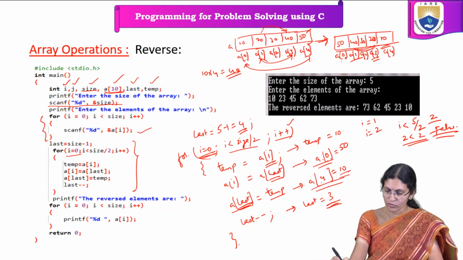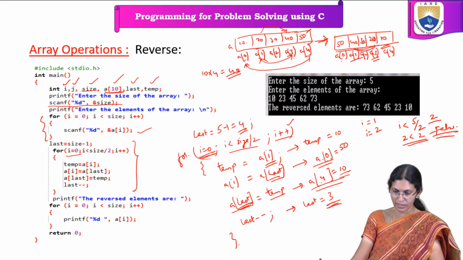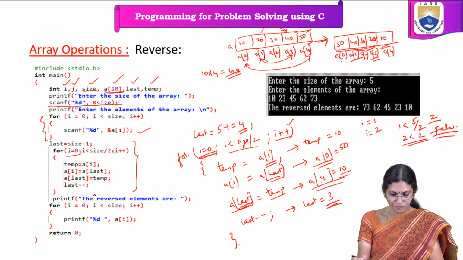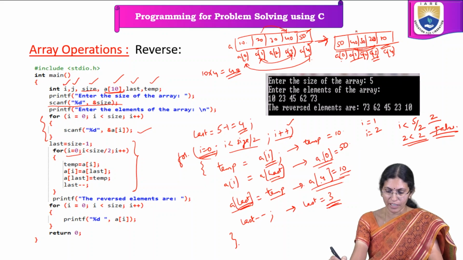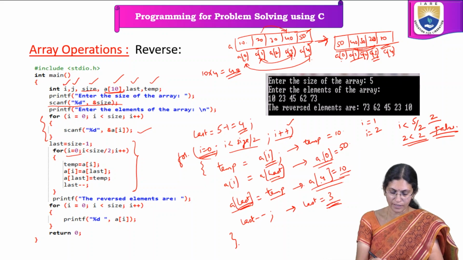So in this way, this loop will run for 2 iterations. In the first iteration 10 and 50 will be swapped, and in the second iteration 20 and 40 will be swapped. 30 is in the middle, so it will remain as it is. In this way we can carry out the reverse operation by using the same array, and then in the last, we need to print the elements of the array after reversing.